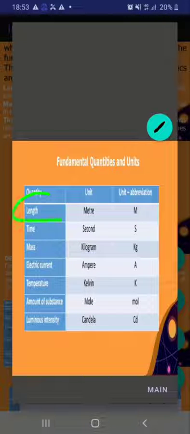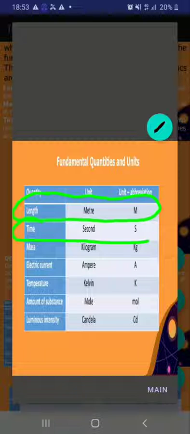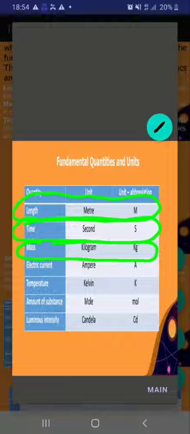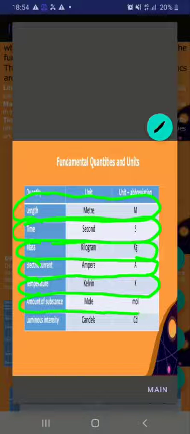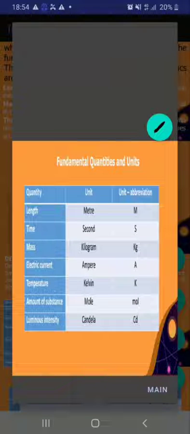As you can actually see, length has a unit meter, which has a unit abbreviation m. Time has a unit second, which is abbreviated s. Mass has a unit kilogram, which is abbreviated kg. Electric current, which is measured in ampere, is abbreviated A. Temperature, which is measured in Kelvin, is abbreviated K. And amount of a substance, measured in mole, which is mol. And lastly, luminous intensity, measured in candela.